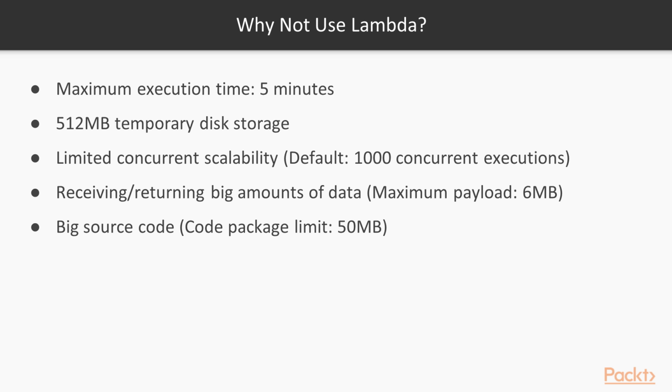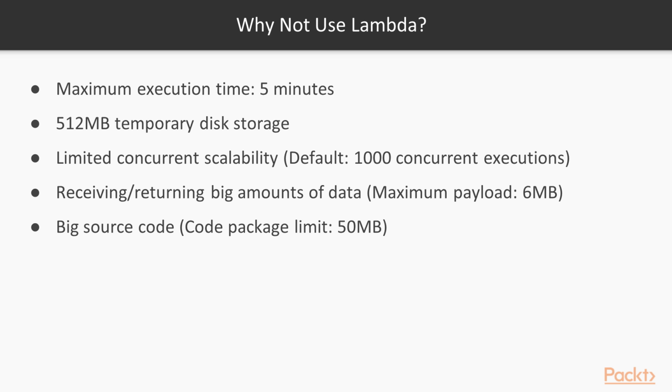Depending on how much data you're processing and how many concurrent executions you're requiring, Lambda may not also be the best choice. By default, you can only have 1000 concurrent executions. It sounds like a lot, but if you need to process many events at the same time, it may be easier to use ECS containers or simply EC2 instances.